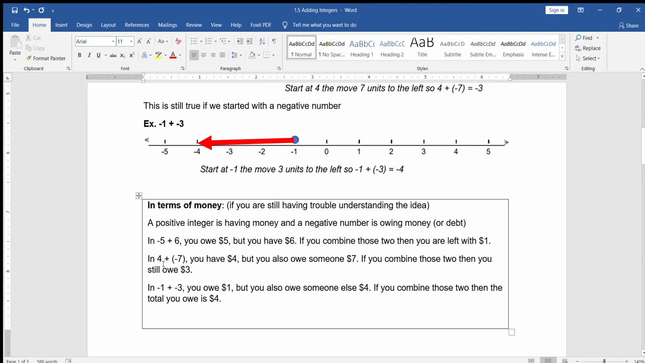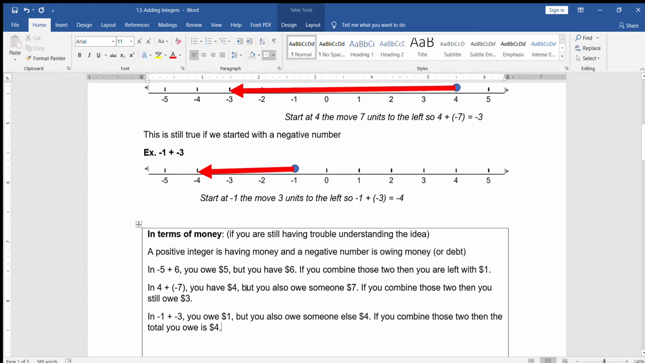Now let's move on to the other examples. In 4 plus negative 7, you have $4, but you also owe someone $7. If you combine those two together, you still owe $3. And in negative 1 plus negative 3, you owe a dollar, but you also owe someone else $3. In total you owe $4. Hopefully that clicked in your head. If not, just go over it again.